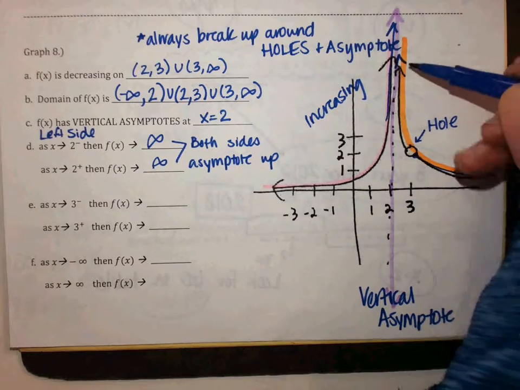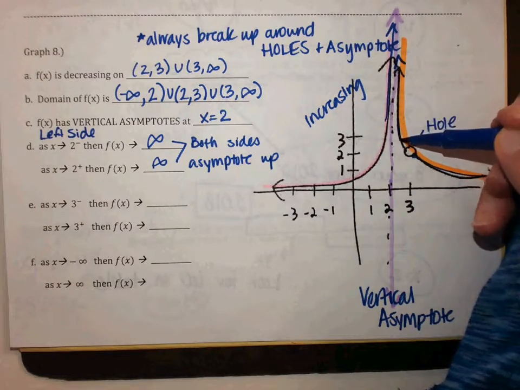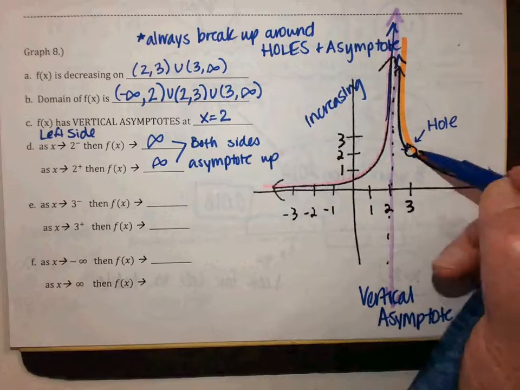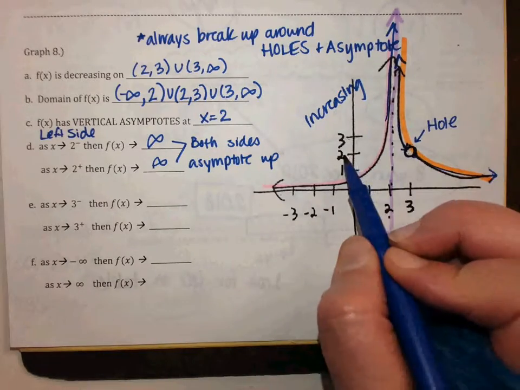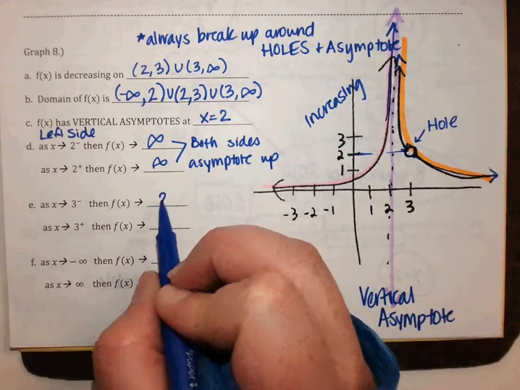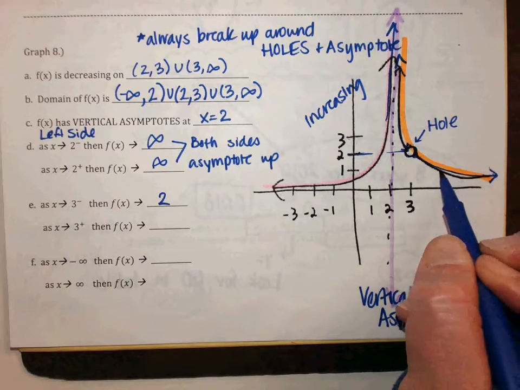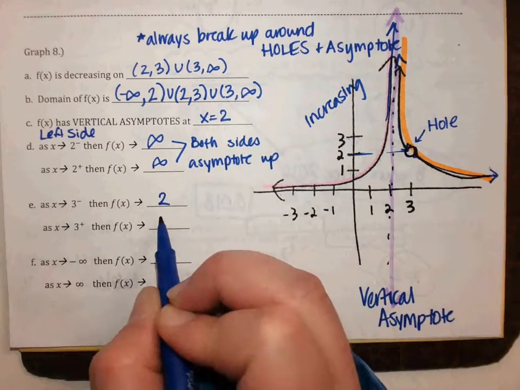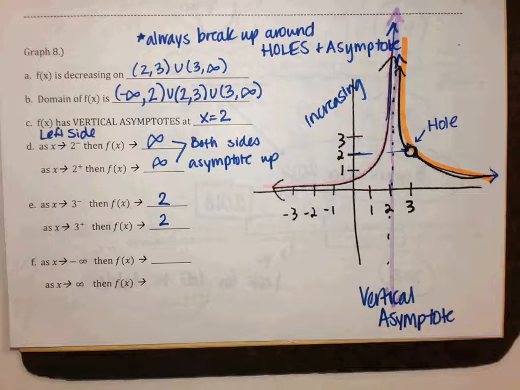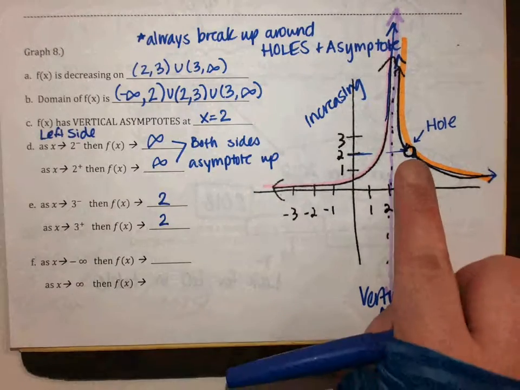Okay, what about as x approaches 3 from the left and then 3 from the right? Well, as I come down here from the left side, what y value am I getting closer to? What y value is that? 2. What about as I trace in from the right side towards the hole? 2. So remember, it's only going to be weird if it's an infinity. Okay, if it's just a regular hole, you don't care that there's a hole there. You're looking at the y value.